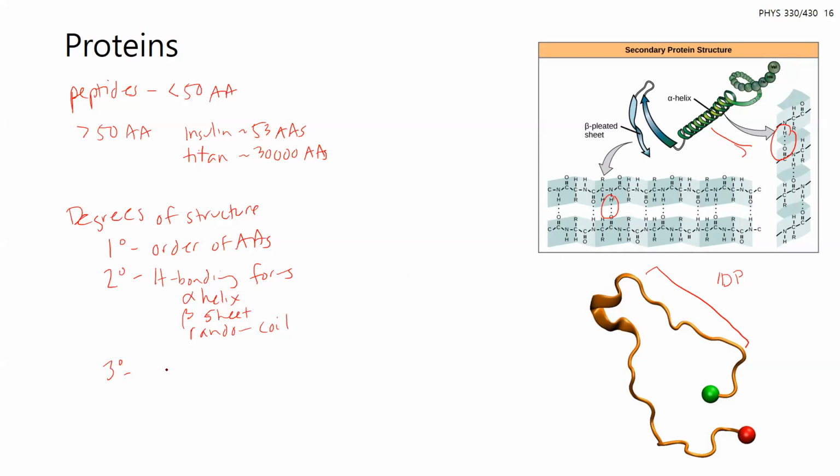Tertiary structure is going to be the orientation of the beta and alpha helices relative to one another. This is going to be driven by van der Waals forces. Again, hydrogen bonding, hydrophobicity. A note with hydrophobicity, with proteins, they have a hydrophobic core.